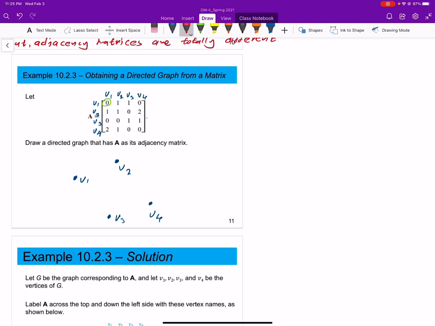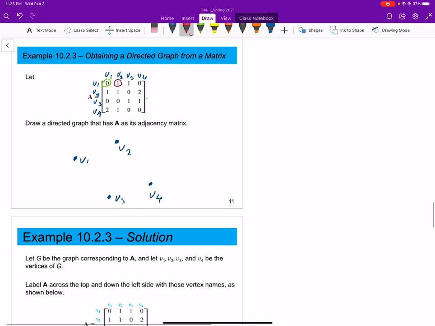And then this is for v1 to v2. There's one arrow from v1 to v2. There's a directed edge, v1 to v2. Okay, and then here this is one from v1 to v3. There's a directed edge, and then no directed edge from v1 to v4. And then v2 to v1, there's a directed edge, and then v2 to v2, that means there's a loop in v2, and then no directed edge from v2 to v3, and there are two directed edges from v2 to v4.